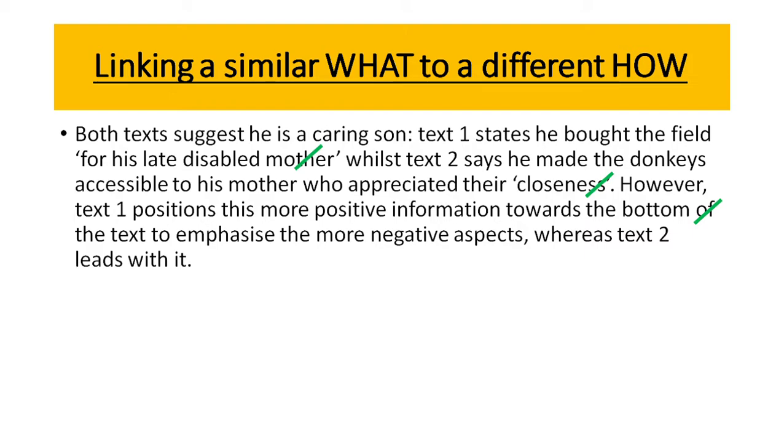However, hopefully you will have noticed that text 1 waits right to the bottom of the article to actually say anything positive about him, and even then they don't really draw attention to it. It's very subtle. So that's a very different choice, isn't it, that the writer has made compared to the text 2 writer, who's put it really close to the top. That's something you can draw out for a mark. It's a choice the writer's made, and therefore it's a how mark.